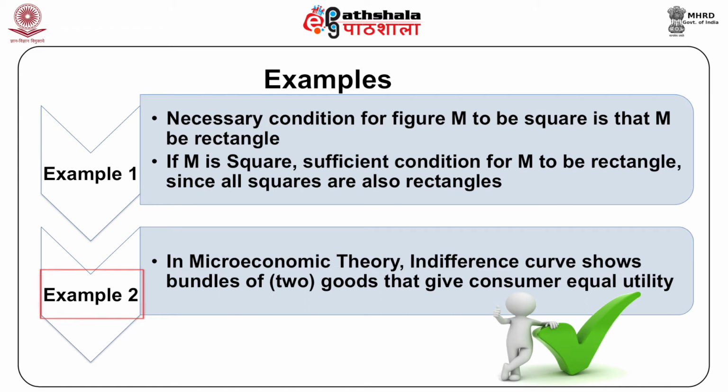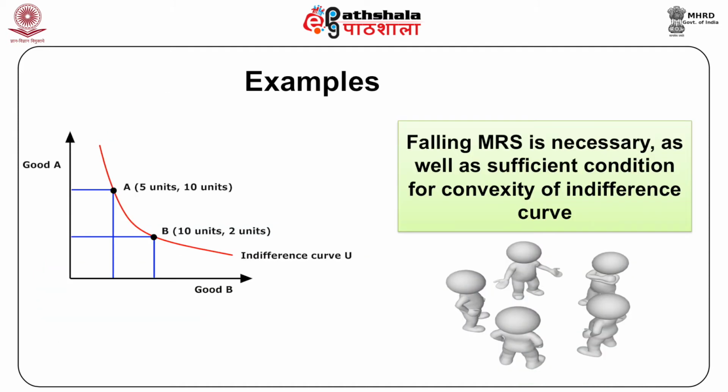In microeconomic theory, an indifference curve shows the bundles of two goods that give the consumer equal utility, that is, satisfaction from consuming a bundle of goods. Therefore, a falling MRS is a necessary as well as a sufficient condition for convexity of an IC.